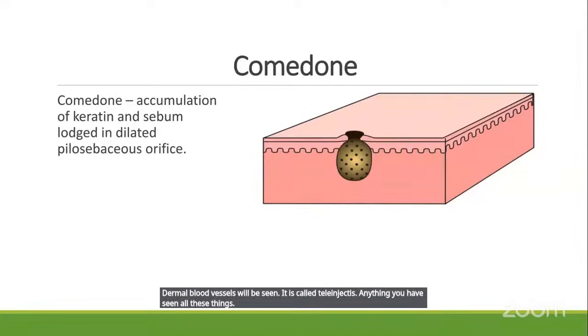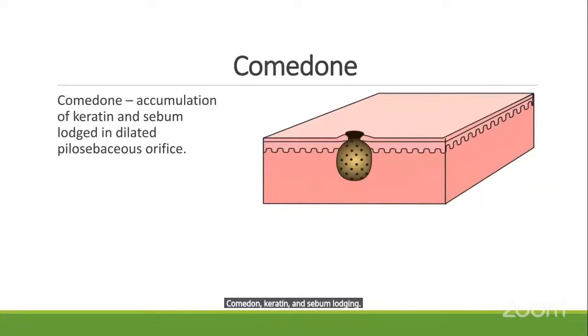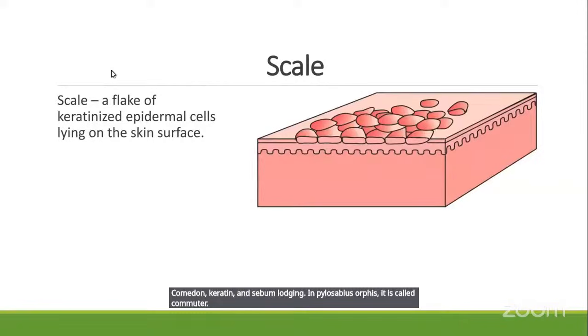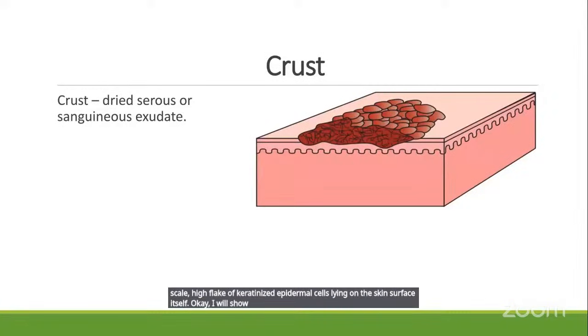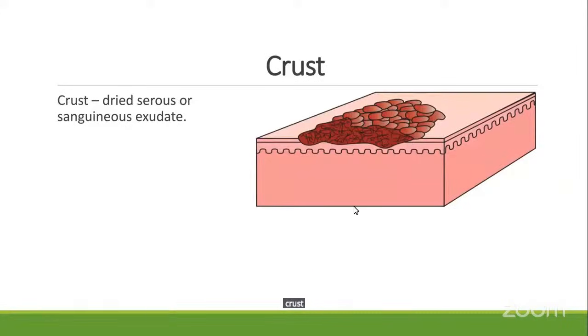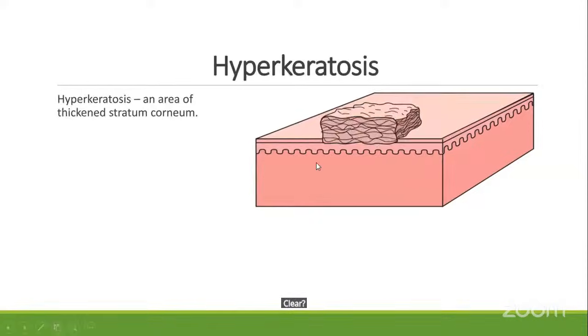Comedon, keratin and sebum lodging in pilosebaceous orifice. It is called comedon. Scale, high flake of keratinized epidermal cells lying on the skin surface itself. Okay, I will show the photos. I'm just explaining it on the basis of this. Crust, dry, serous or sanguineous exudate. Clear? I will give the PPT.